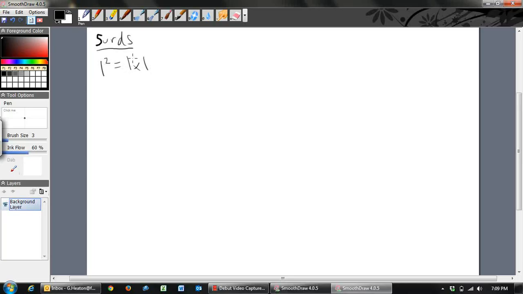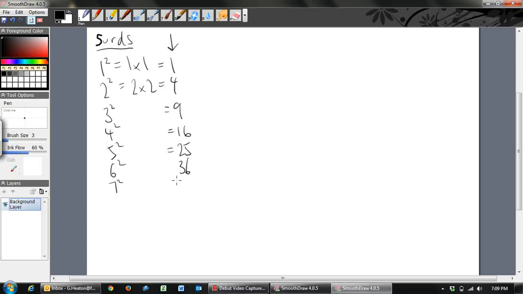Well, 1 squared is 1 times 1, so that's what squared means. It means multiplied by itself, and 1 times 1 is 1. 2 squared is 2 times 2, and that's 4. 3 squared, 3 times 3 is 9. 4 squared is 16, and so forth. And so here's all our perfect square numbers in this column here. These are all our perfect square numbers.